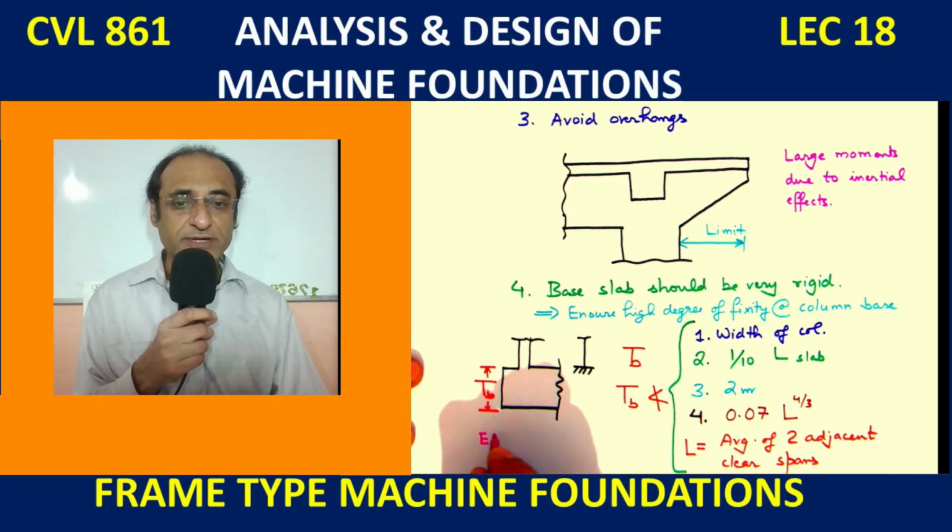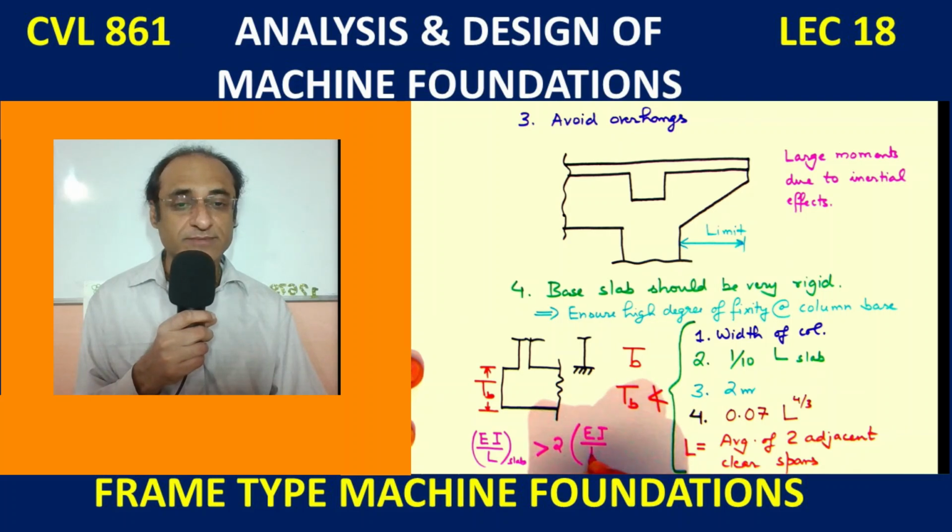It's very important that the stiffness of the slab should be much higher compared to the combined stiffness of all the columns. So if we calculate EI by L of the slab, that should be at least 2 times the EI by L of the columns combined.